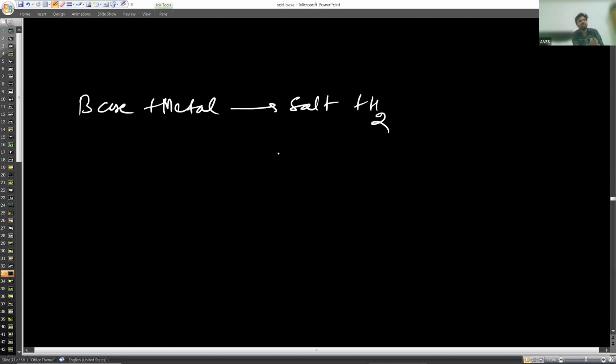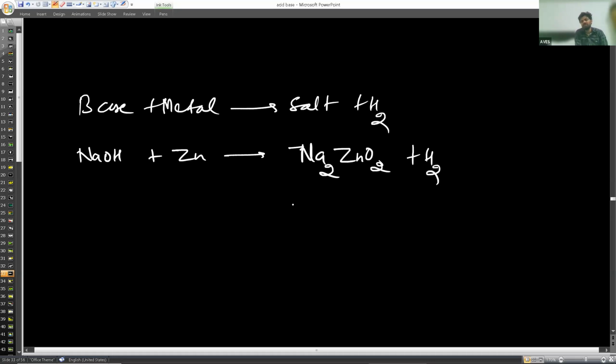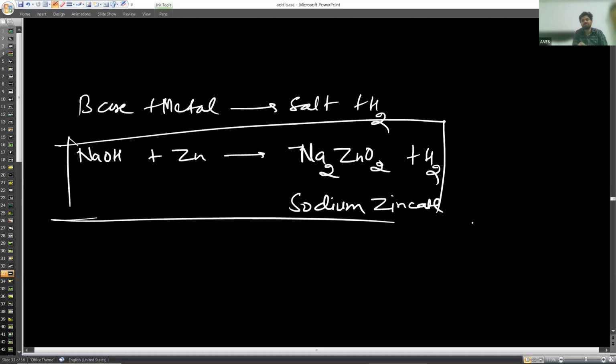But here the name of the salt is a little bit difficult. For example, you take NaOH and react it with zinc. It will give you Na2ZnO2 plus hydrogen gas. The name of this salt is sodium zincate. We will learn this reaction again when we study the chemical properties of bases. This is called sodium zincate.